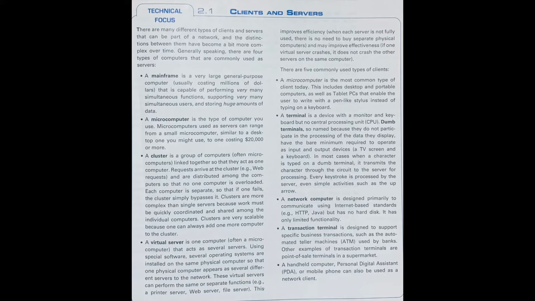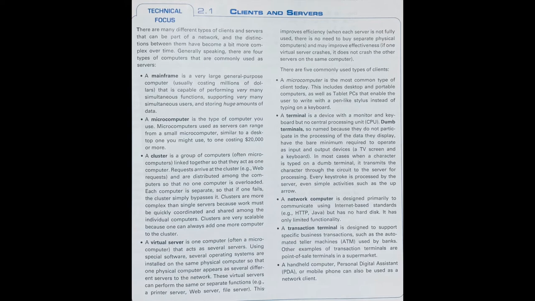Another type of client is a terminal, which is a device with a monitor and a keyboard, but no central processing unit. They're also called dumb terminals, so named because they do not participate in the processing of the data they display, and have the bare minimum required to operate as input and output devices only. It's basically like a TV screen and a keyboard. The next commonly used client is a network computer, which is designed primarily to communicate using internet-based standards, but has no hard disk. It has only limited functionality.